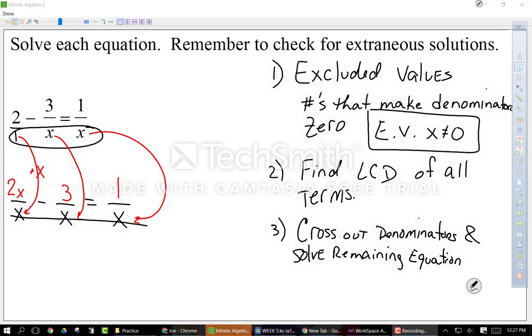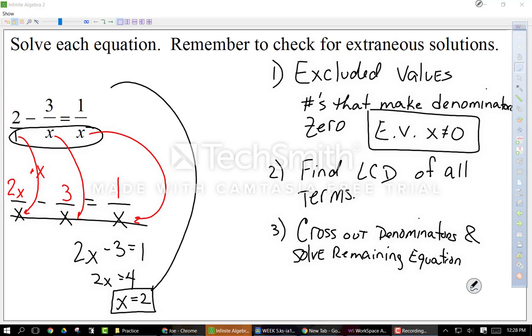Now I crossed out my denominators. What am I left with? I'm left with 2x minus 3 equals 1. I add 3, so I get 2x equals 4. I divide by 2, x equals 2. So I have x equals 2, and that is the answer to the equation. Basically, if I were to plug 2 in for all of my x's in the original equation, I would get a valid equation.